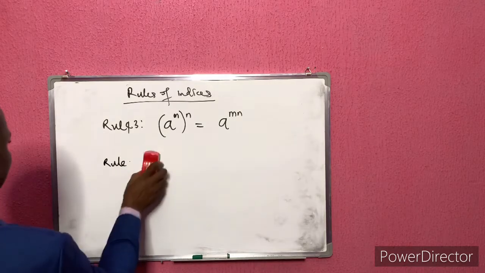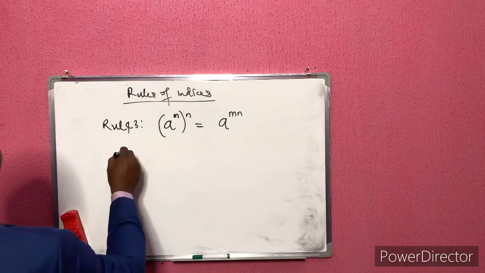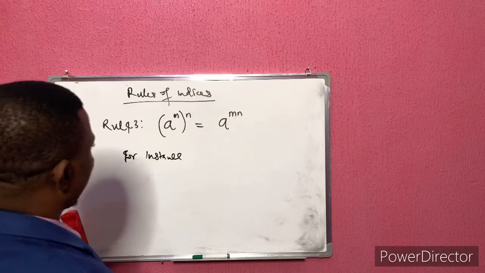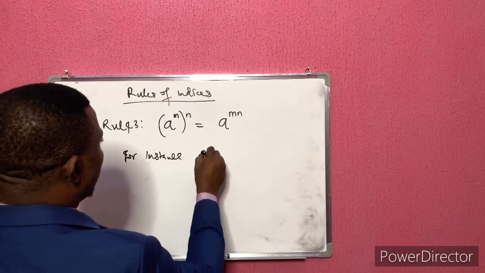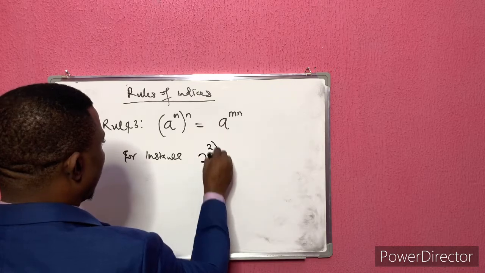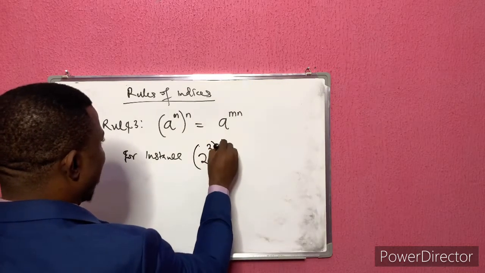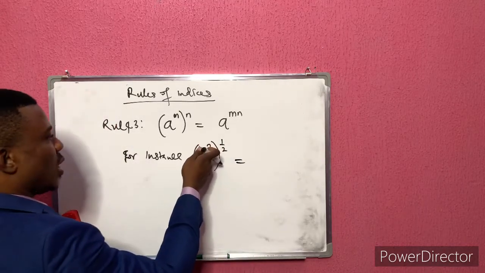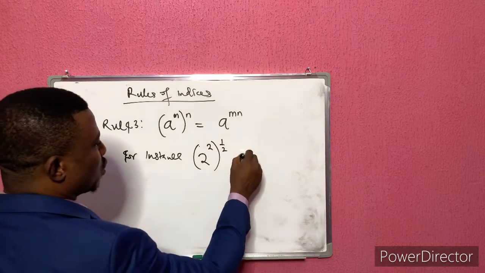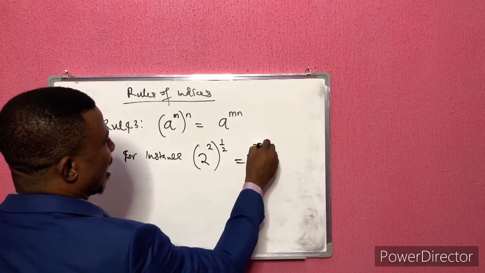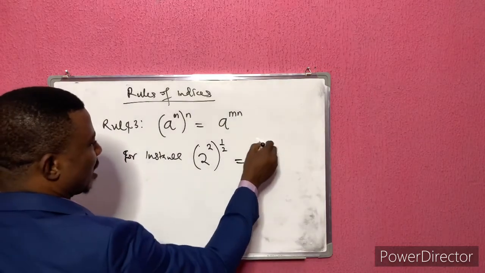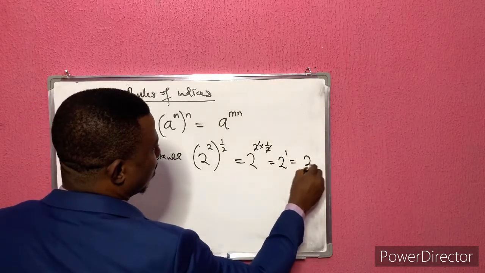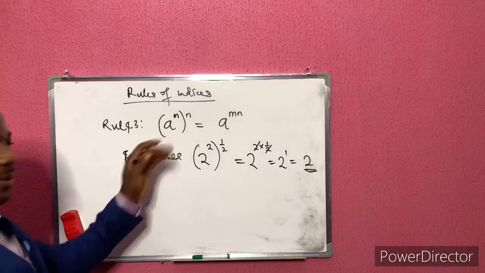Okay, let's say, for instance, 2 raised to the power 2, bracket power of half. You see, the power is 2 and the power is half. It will give us 2 power 2 multiplied by power half. Then 2 multiplied by half will give us 1. So you have 2 power 1, which gives us 2. This is a typical example of this rule 3.